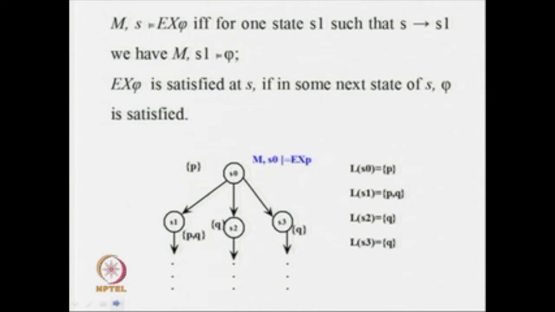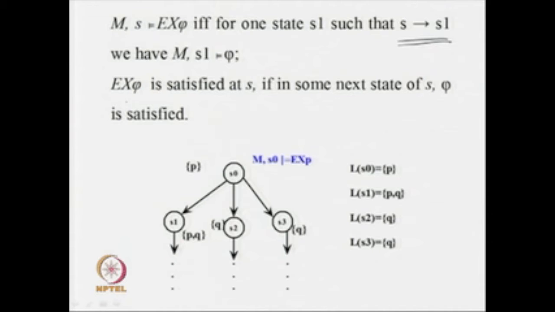So, it is similar to your previous one, but here we are going to be concerned about any path, not all paths. So, if for some state S1 such that there is a transition from S to S1 when we have M, S1 models phi, that means we are going to get at least one transition S to S1. That means S1 is the next state of S, and if we find that in S1 phi holds, then we say that M, S models EX phi.